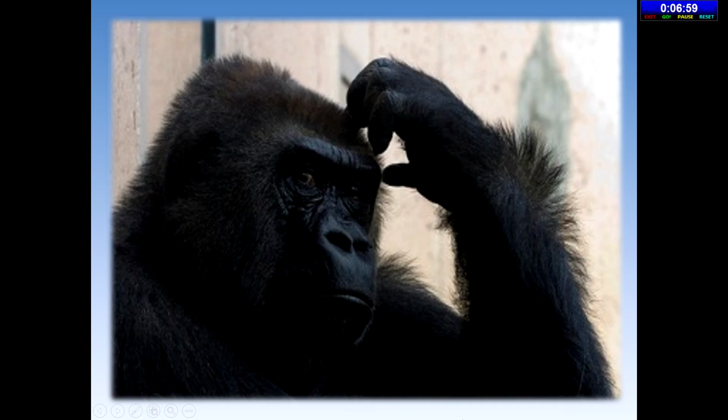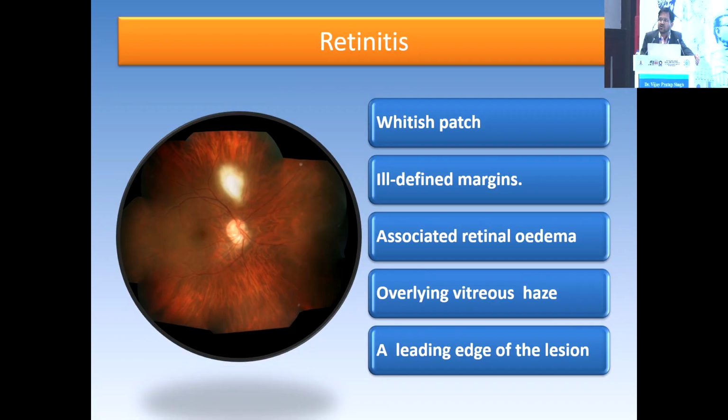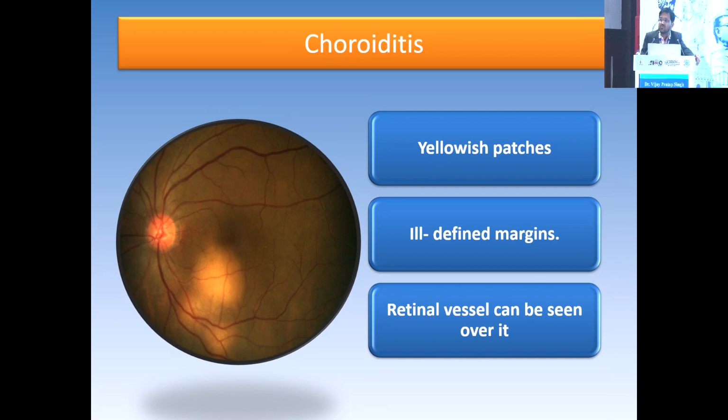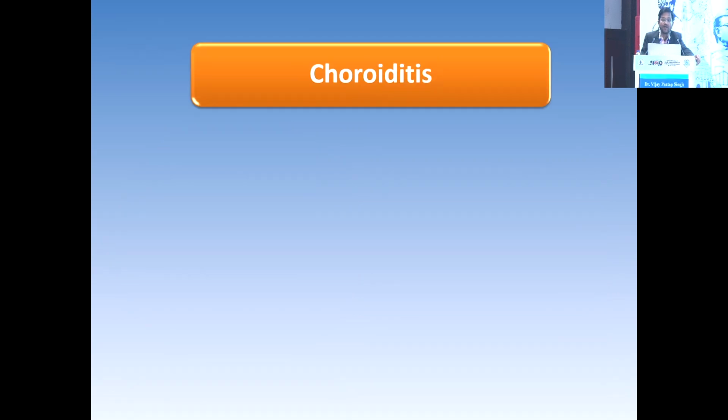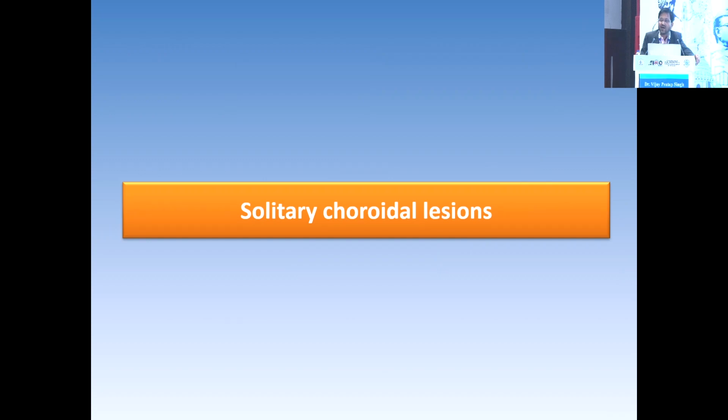So in such scenarios, it is really very difficult to assess whether this is a choroiditic lesion or a non-choroiditic lesion, and the real problem occurs in deciding whether this is a choroiditic lesion or a retinitis lesion. I think Dr. Mudit has very well illustrated the difference between retinitis and choroiditis in the previous session. If it is a choroiditic lesion, we will have to decide whether it is a solitary lesion or a multifocal one, or whether it is associated with neurosensory detachment. Now, coming one by one.